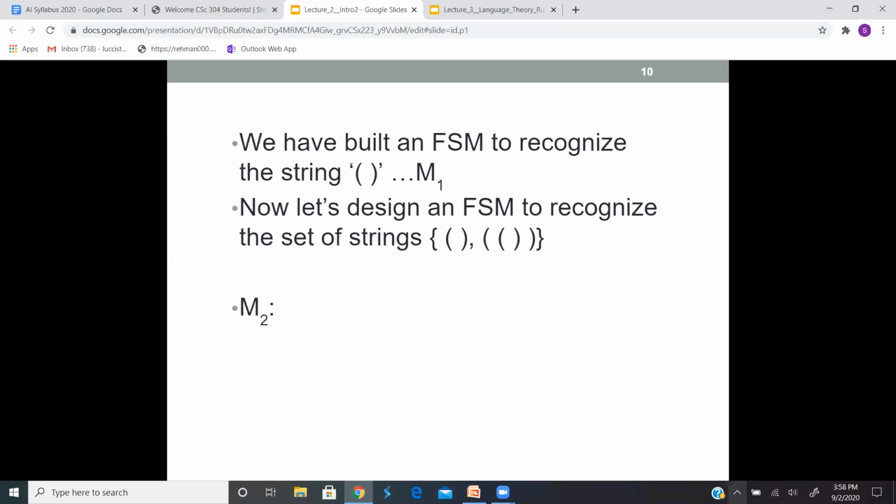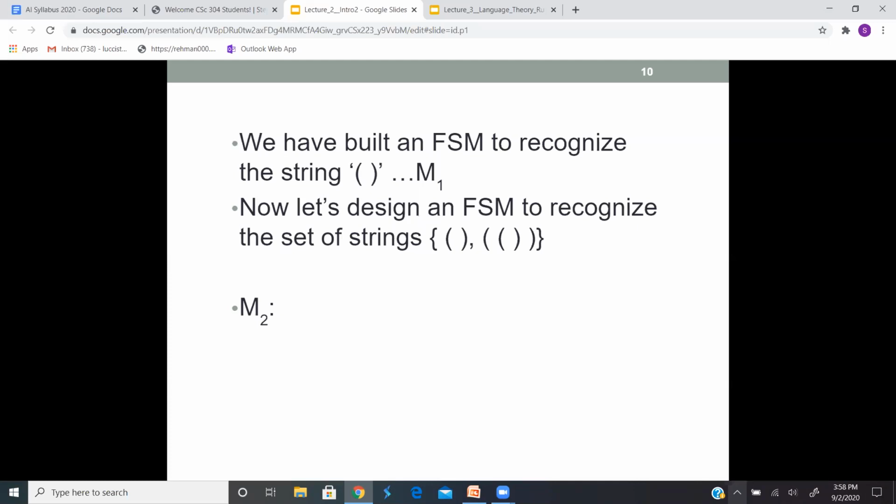Okay, so we built a machine, an algorithm. I say machine, but I don't want you to think about gears and oil and whatever machines have. It's an algorithm, but we say machine sometimes. Now we want to design a finite state machine to recognize the set of strings, and we use curly brackets because languages are really sets. So, back to your 104 days, discrete math. We're going to be reviewing that as well.